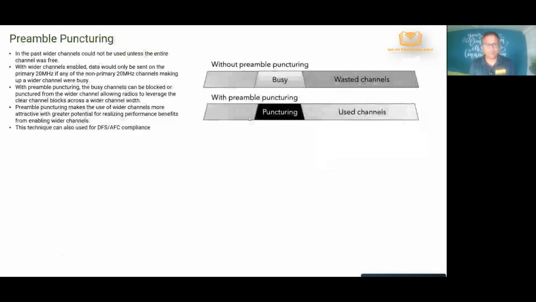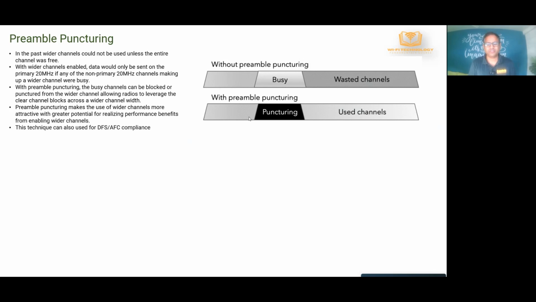So let's talk about another interesting cool feature called preamble puncturing. Again, this is also a physical improvement. Again, this is not trying to improve throughput. So we looked at 320 megahertz and 4K QAM and 16 by 16 MIMO. All of them are trying to increase your data rates, throughput. But preamble puncturing is trying to improve your efficiency in how you access the channel.